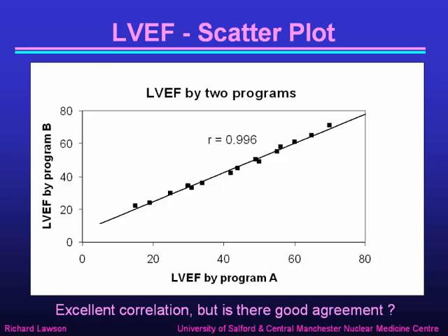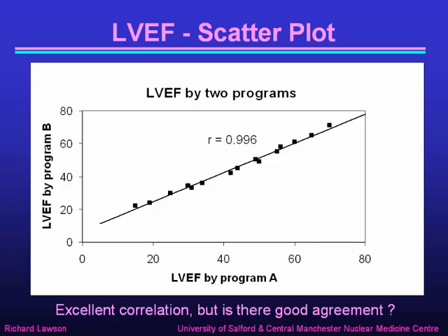You can see that by plotting the scatter graph. Here we've got the left ventricular ejection fraction by program B on the vertical axis and by program A on the horizontal axis. And you can see there's a jolly good straight line through all those points. The correlation coefficient of 0.996 reflects that. So we can see there is an excellent correlation, but why is there not good agreement? That's what the paired t-test says. Doesn't look like there's any disagreement between them there. You'd say they're pretty good.